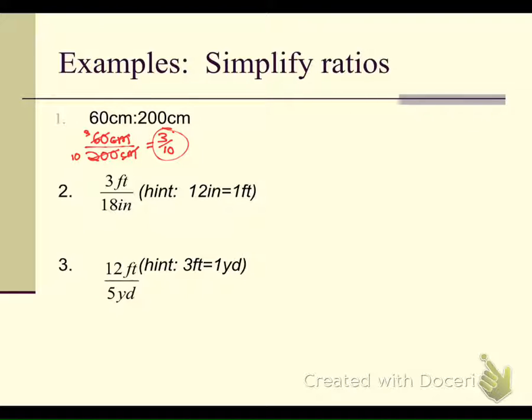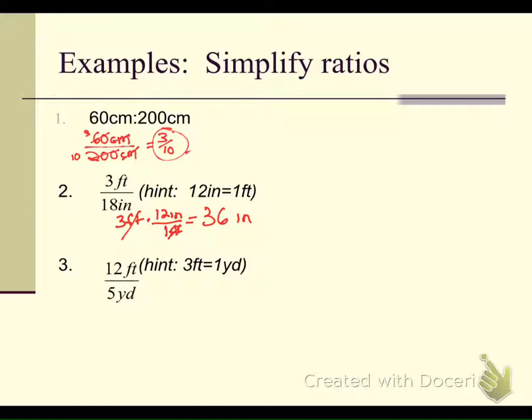Our next one we see is 3 feet to 18 inches. They are in different units. So we have to perform that analysis and change them to have the exact same units. You see that the hint is already given there. We have 12 inches in 1 foot. So I am going to convert my 3 feet to inches. So we have 3 feet times 12 inches over 1 foot, which equals 36 inches. So our feet cancel.